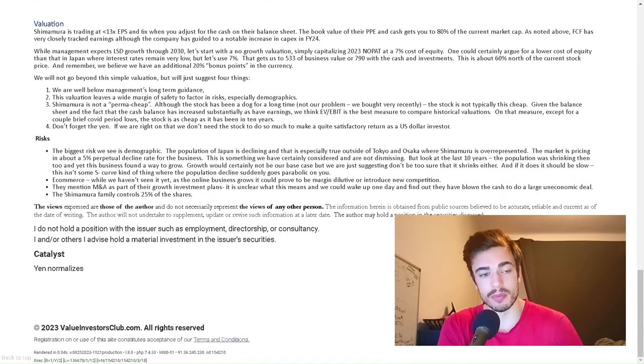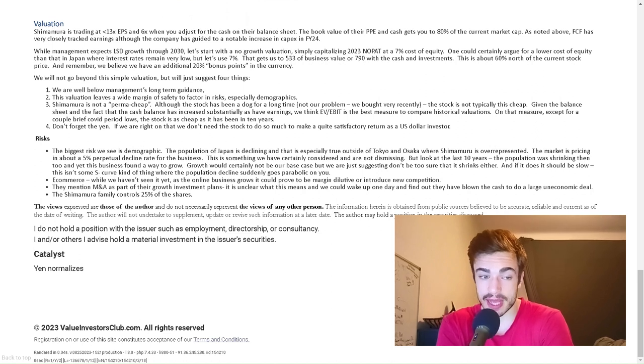Valuation. Shimamura is trading at less than 13x EPS and 6x when you adjust for the cash on the balance sheet. The book value of their PP&E and cash gets you to 80% of the current market cap. As noted above, free cash flow has very closely tracked earnings, although the company has guided to a notable increase in capex in FY24.